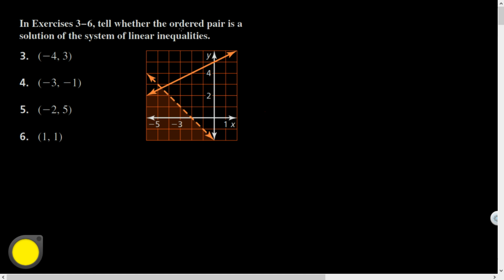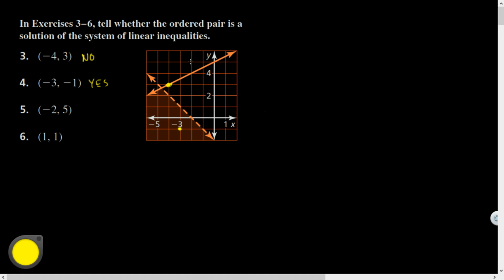So here, this is just saying, tell whether the ordered pair is a solution. -4, 3. So -4, up 3, not a solution. And -3, -1? Well, it is in the common shaded region between both of those. So yes. By the way, this one was a solution of the first, or the solid line, but not the dashed one. So it's got to work for both.